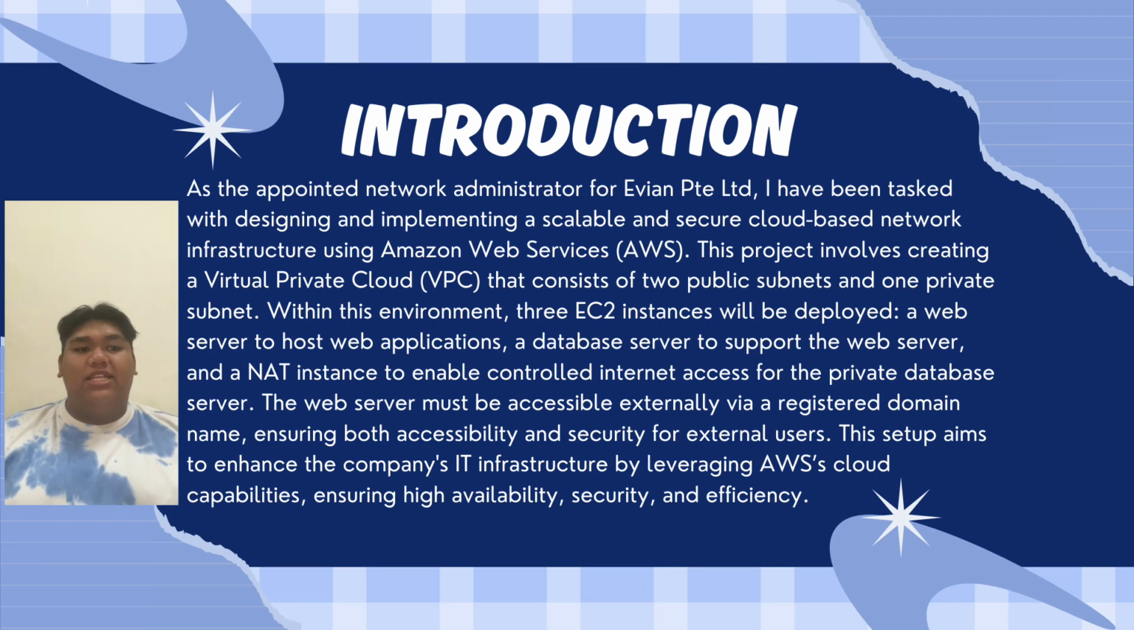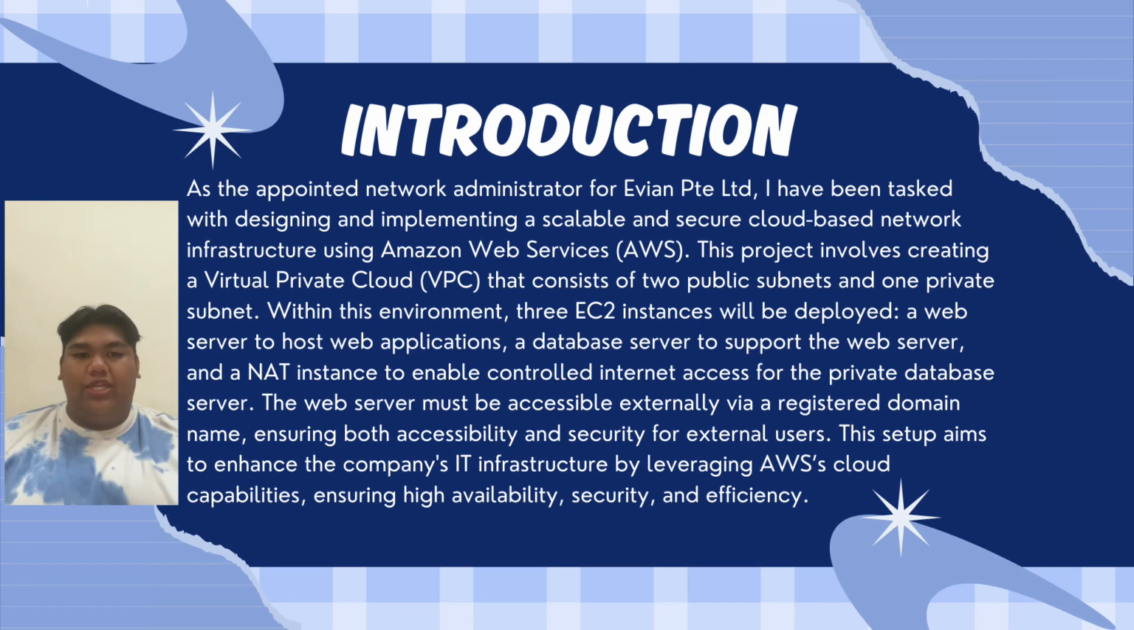Within this environment, three EC2 instances will be deployed: a web server to host the web application, a database server to support the web server, and a NAT instance to enable controlled internet access for the private database server. The web server must be accessible externally via a registered domain name, ensuring both accessibility and security for external users. This setup aims to enhance the company IT infrastructure by leveraging AWS cloud capabilities, ensuring high availability, security, and efficiency.